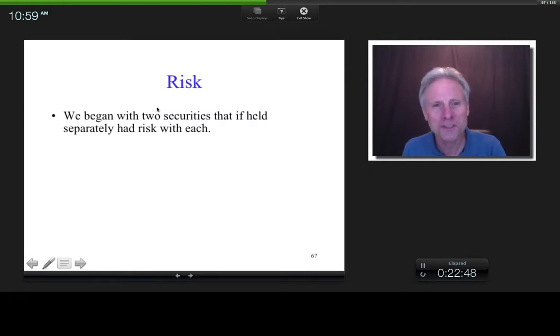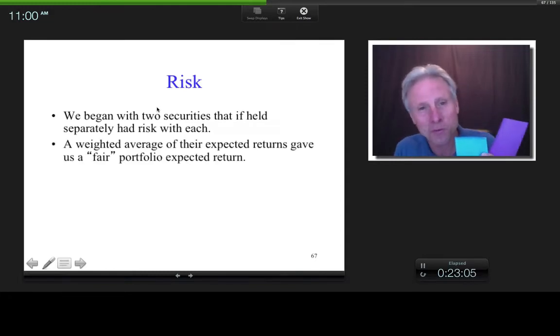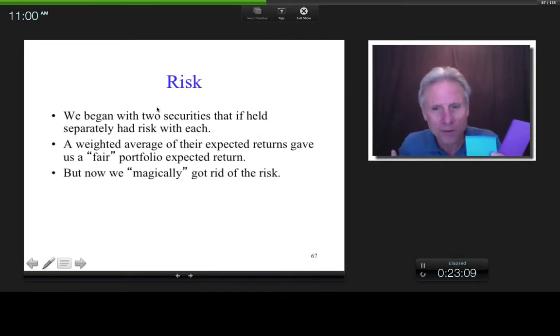So if we put this in perspective, we began with two securities. Okay, we had the purple investor and the blue investor, and this guy had 20 and some risk, and this guy had 10 and some risk, or woman, or whatever. Okay, and a weighted average with me, I had the portfolio, was 15%, and that was just fair. But for me, I got rid of the risk.